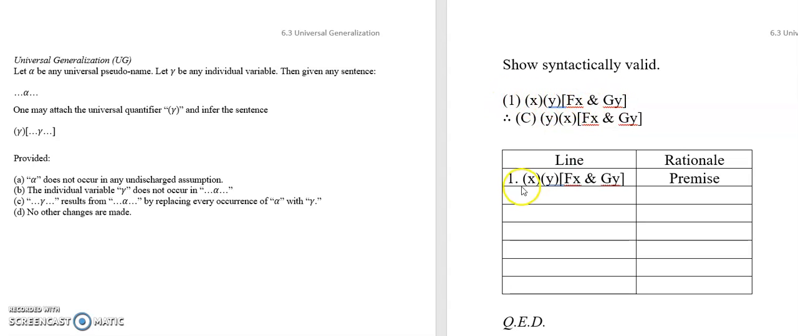So here's your premise. I've got you started here. See if you can go ahead and finish this one. Intuitively, it is a valid argument, right? The order in which the quantifiers are stated in a sentence like this shouldn't matter, and it doesn't. So let's go ahead and prove that. Pause now and give it a shot.